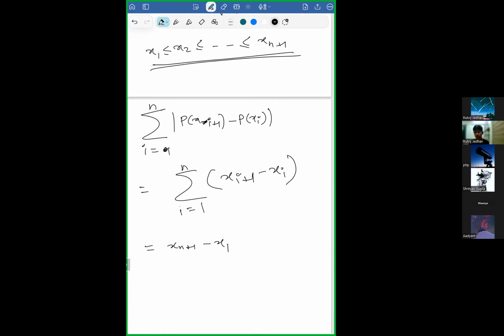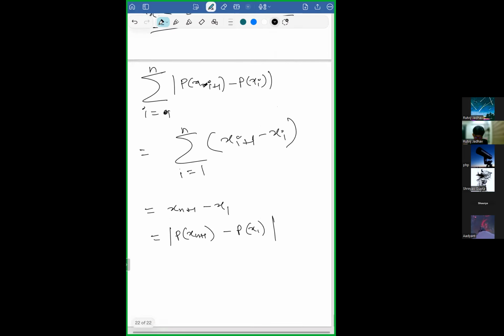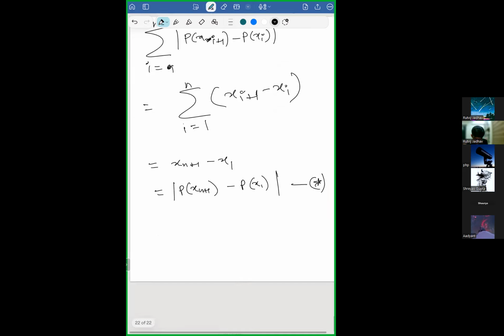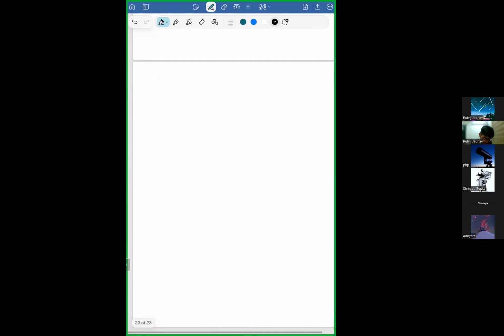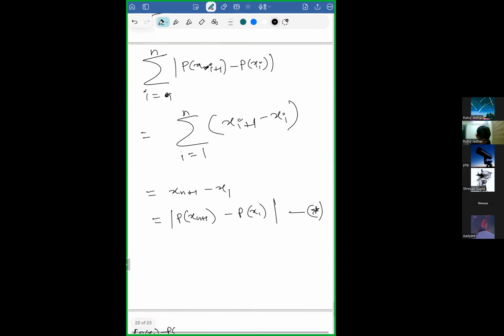So now we can again write xn plus 1 minus x1 in terms of p. That would give us mod of p of xn plus 1 minus p of x1. Now see what we have got. We have got an interesting thing here. The star equation is basically the mod of p of x2 minus p of x.